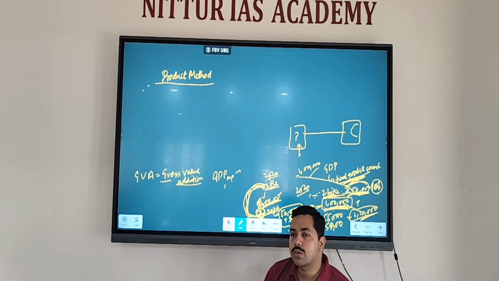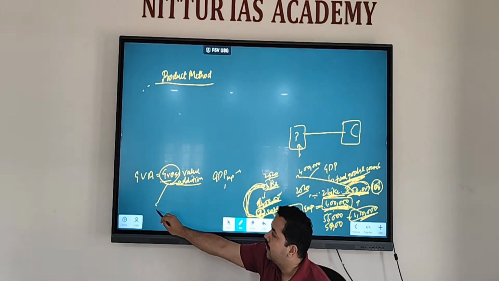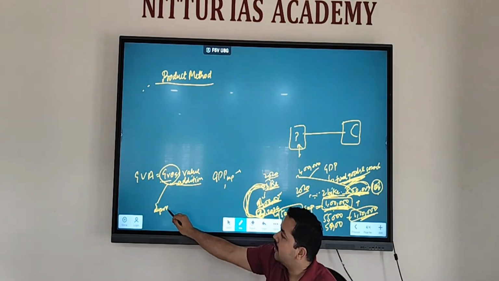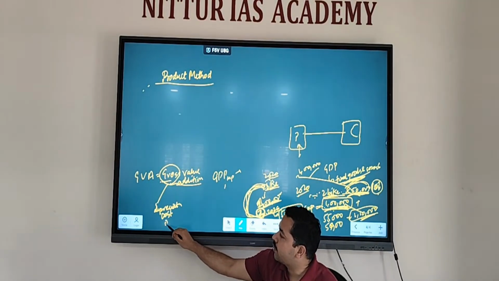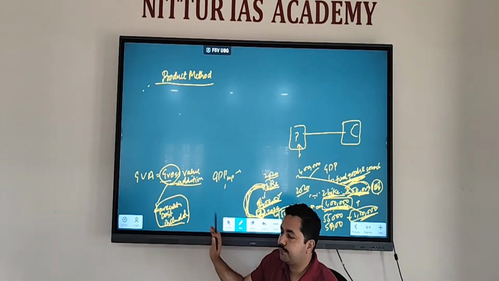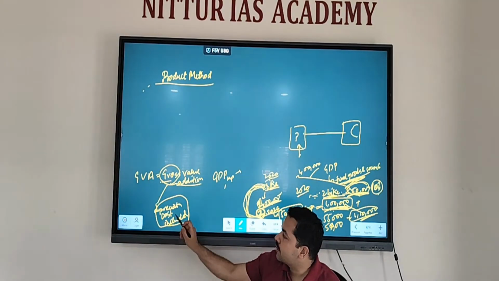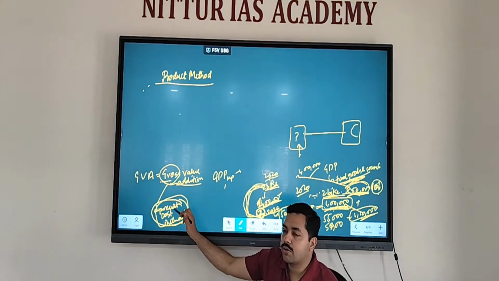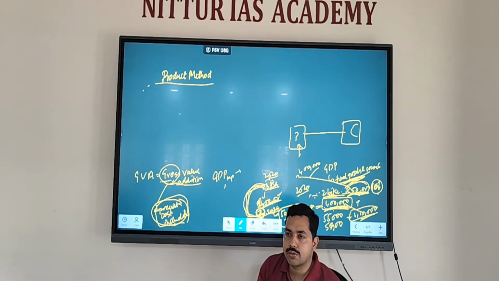GVA is what? Gross value addition. Gross means total. Again, we are not taking out which cost? Depreciation cost. Gross means depreciation cost is included. We are not subtracting this cost. And what does the term value addition mean? Gross means we are not taking out depreciation cost; depreciation cost is included in the gross.